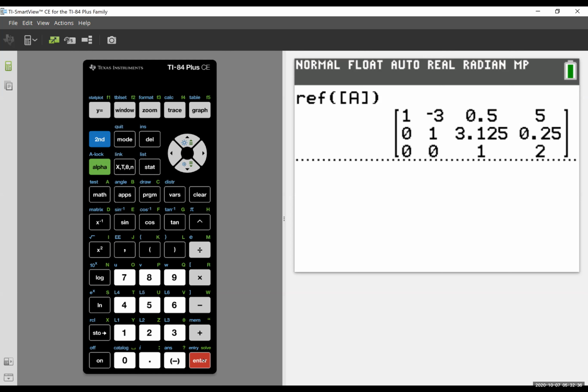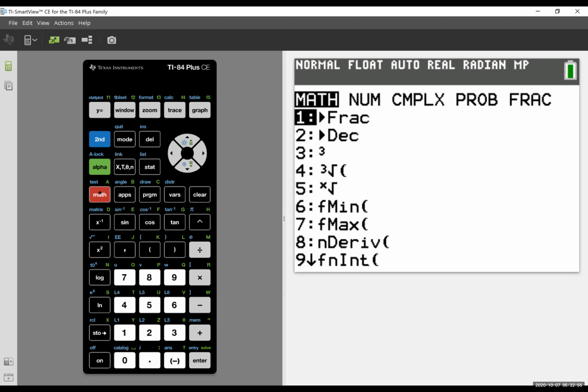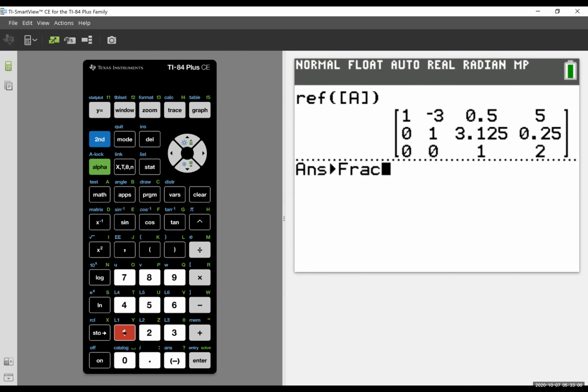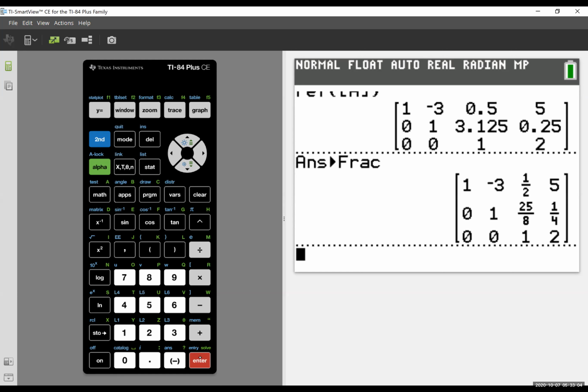One slight issue that you may run into is that sometimes you get decimal entries. And it's okay if you want to work with them, but sometimes the answers want exact answers or fraction entries in your matrix. So this is a quick fix. All you have to do is press math and then use the fraction key. So that's item number 1. And now it's saying, do you want me to turn all the entries in this previous answer to fractions? You press enter and check this out. Isn't that pretty? I love this.